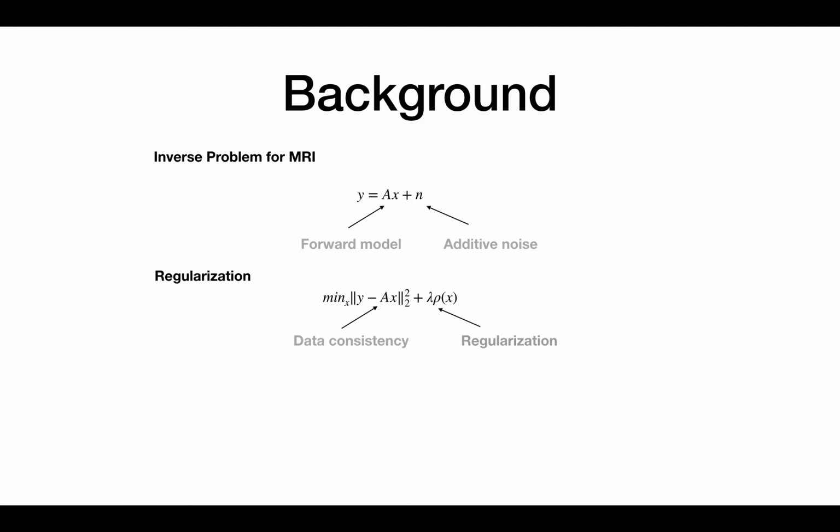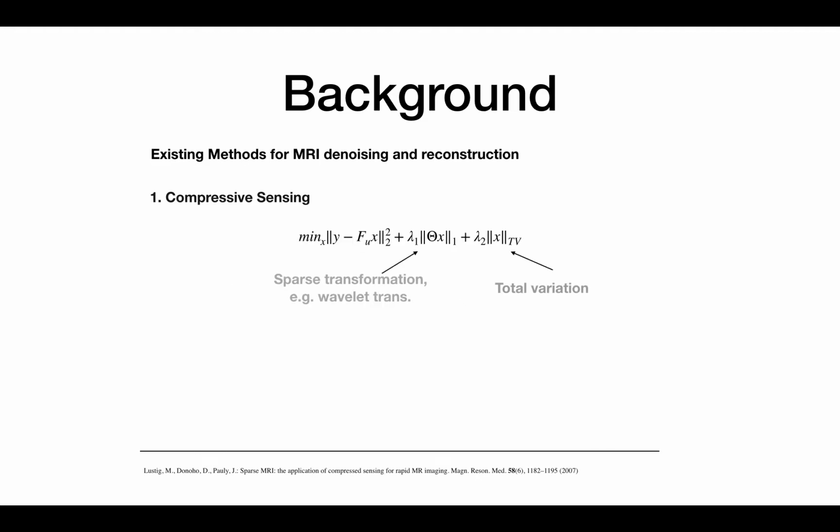And usually we solve the problem with regularization that may be modeled according to some prior information. And now I want to introduce some existing methods for denoising and reconstruction. The first is based on the compressive sensing theory, which uses the sparsity property of the transformation domain. For example, the wavelet transformation, and it is always used together with total variation.